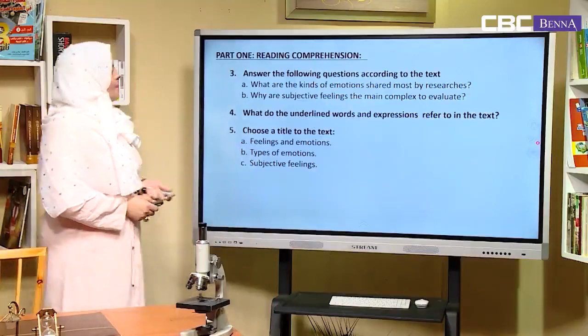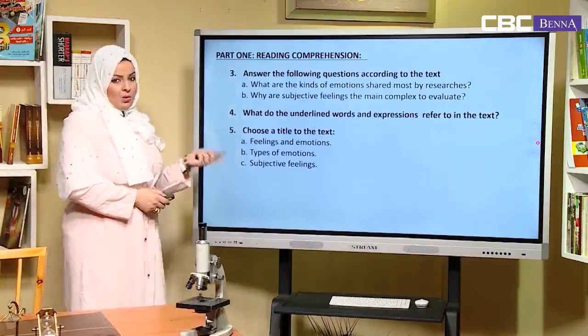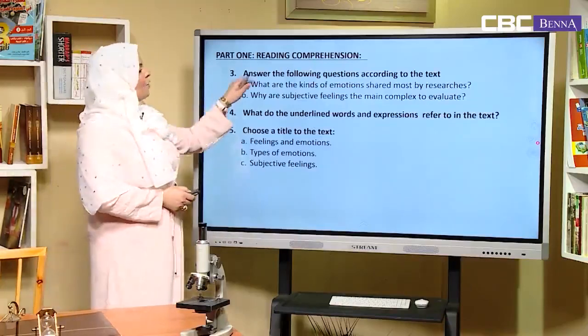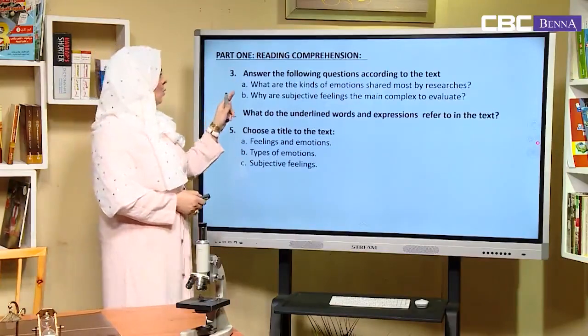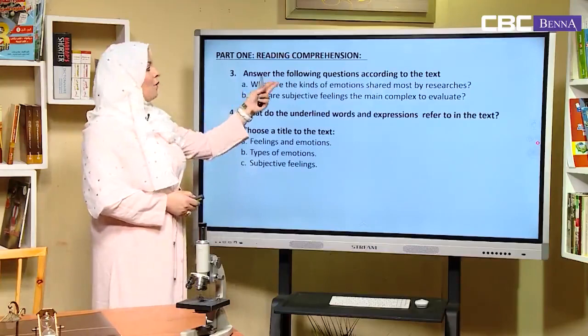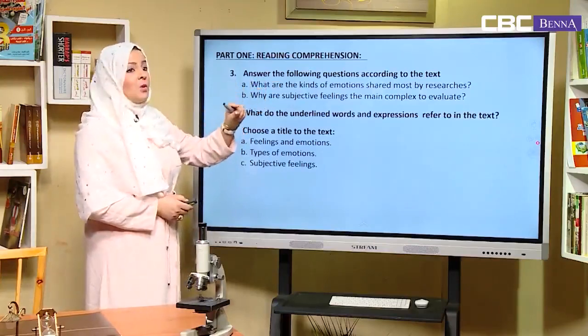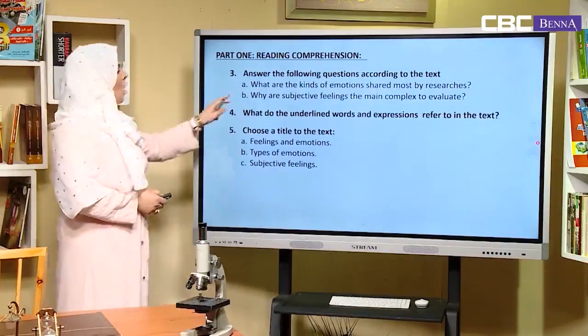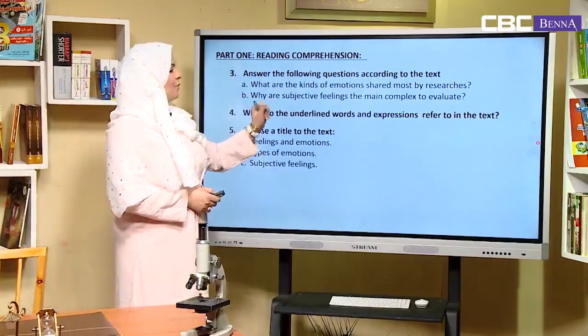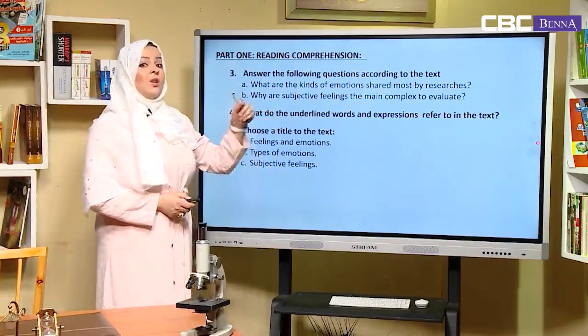Moving to the third activity, which has questions related to our text. Answer the following questions according to the text. A. What are the kinds of emotions shared most by researchers? B. Why are subjective feelings the most complex to evaluate?